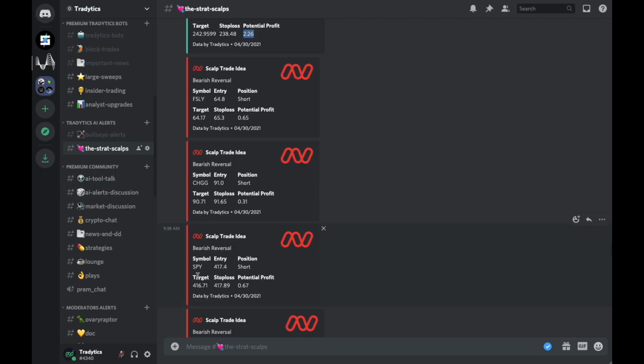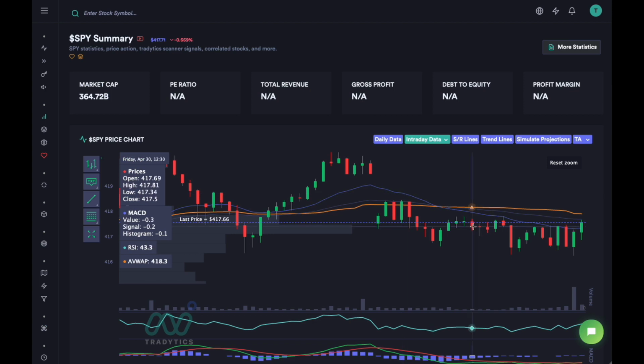Let's see the entry. The entry is 417 and 416 is the target. Alright, so this is the candle where the scalp came in. Now look at this beautiful resistance. Let's go up. You see this level acted as a support, then we broke the support, we broke the resistance again. Now we came here and this acted as a support again, we finally broke the support here.